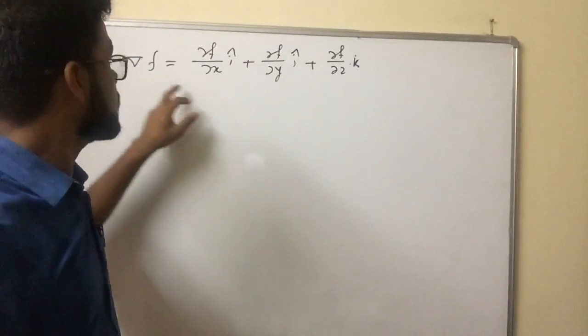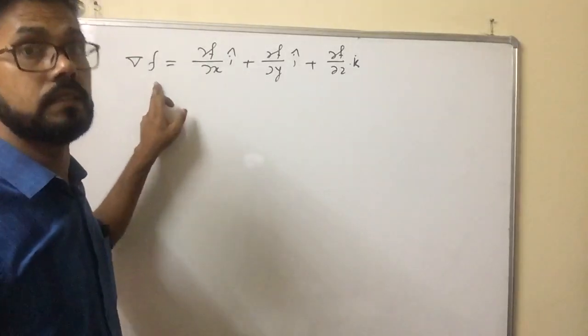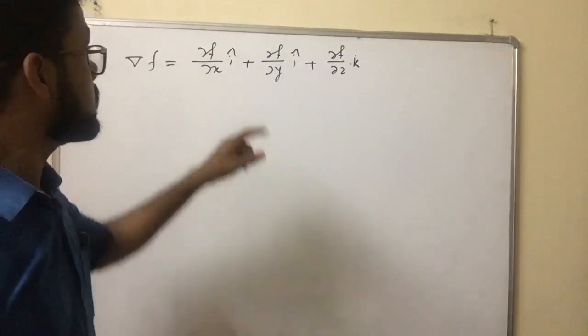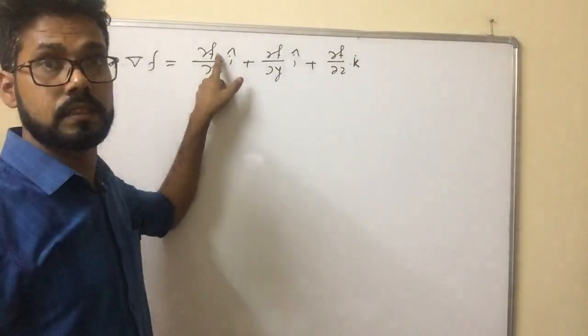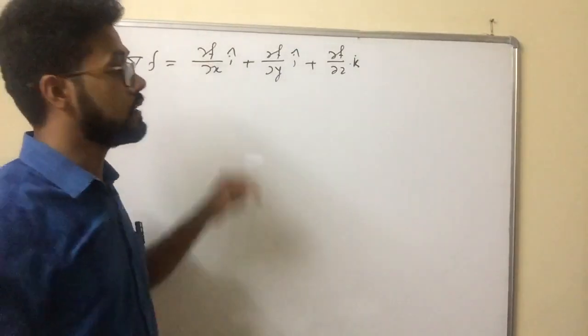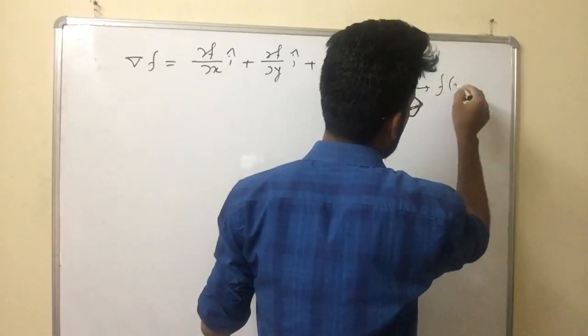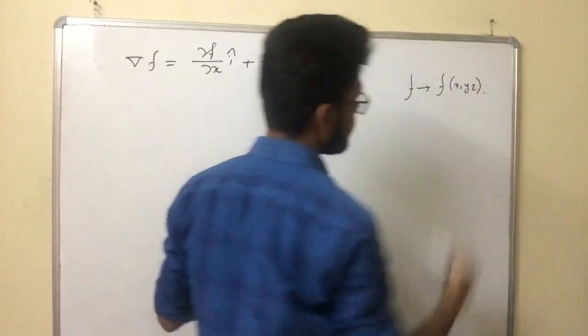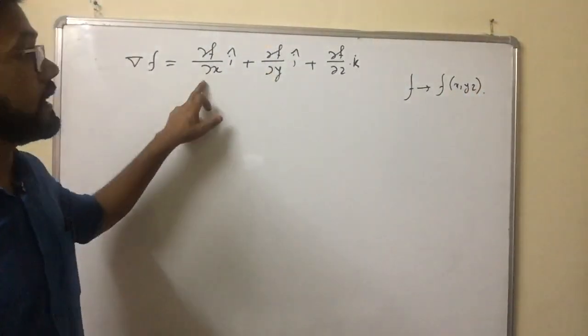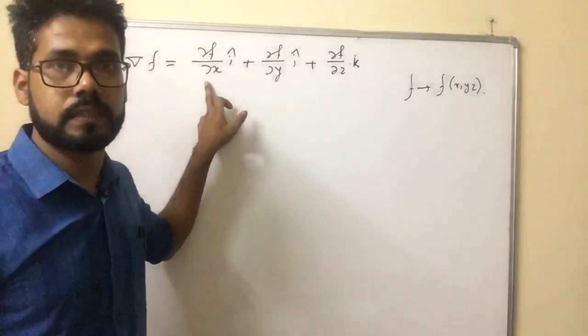What is the physical meaning of this equation? Gradient means it is a difference. F represents a function, a mathematical function. F is a function of x, y, z. This represents the change of the function with respect to x.